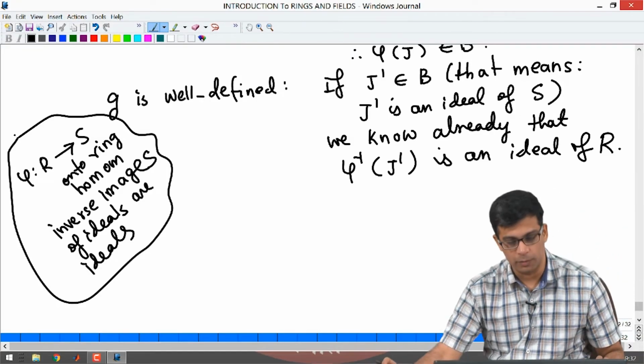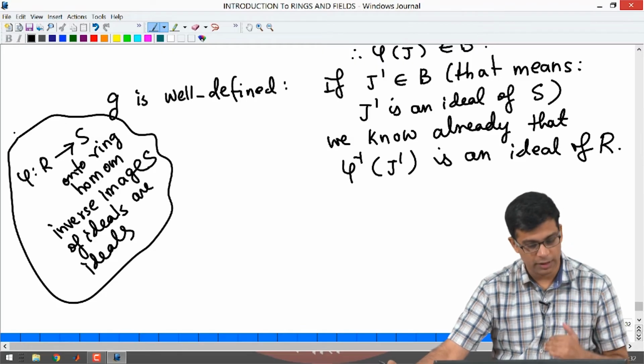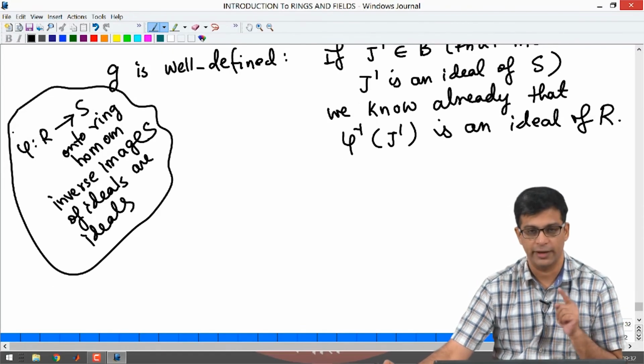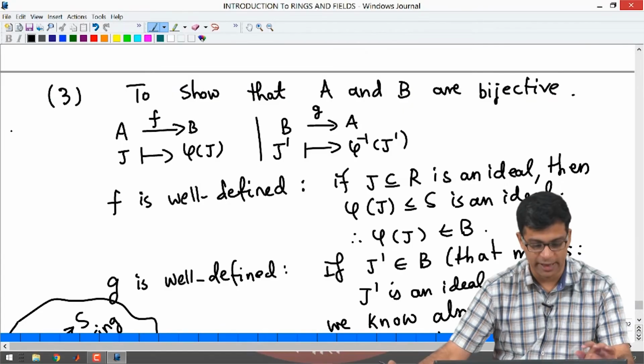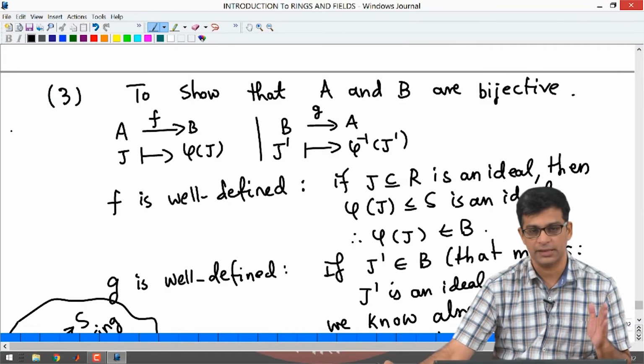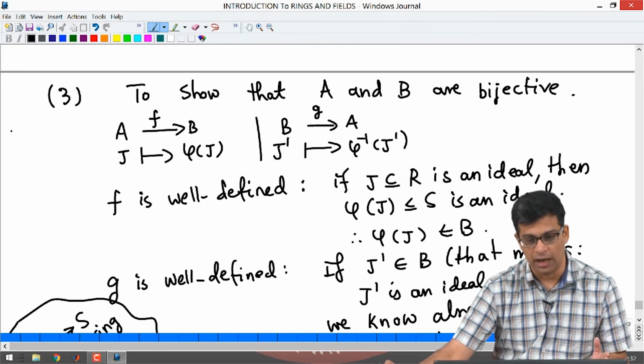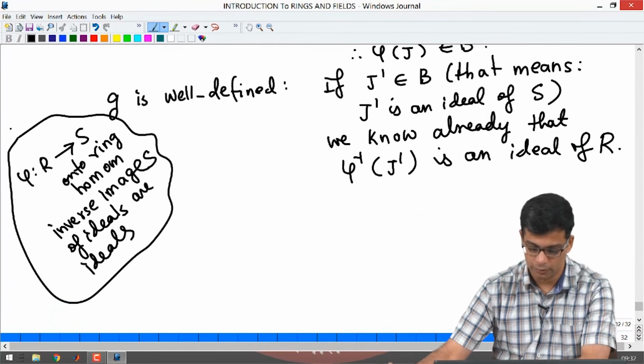This I proved in a problem session a few videos ago, but it does not yet prove that it is in A. What is A? A is not the set of all ideals in R. A is a set of ideals in R that contain kernel phi.